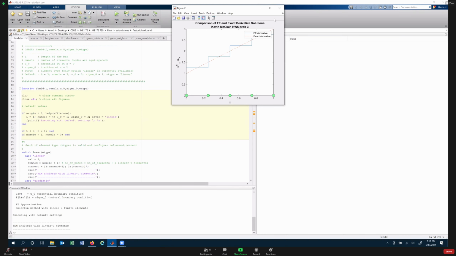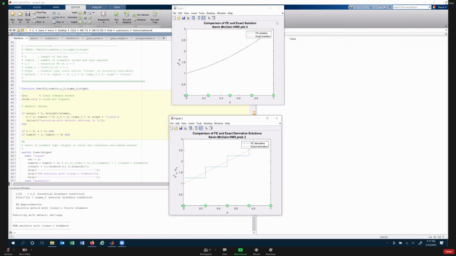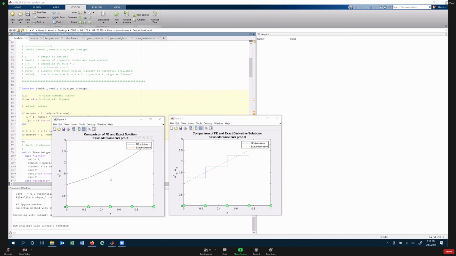And are you able to see these plots? Yeah. Okay. So are you able to see that the FE solution, that's the finite element solution, is the blue line. The dotted line is the exact solution. So I have an exact integration in here. But do you see that it doesn't line up completely? There's definitely error in there. And look at our derivative compared to our exact derivative. See how it's a step response?